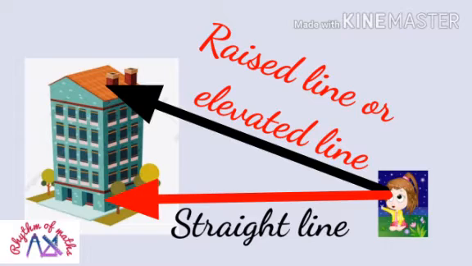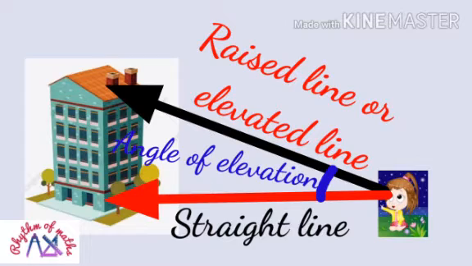Now you can see an angle is formed between this straight line and this raised or elevated line. This angle is known as the angle of elevation.